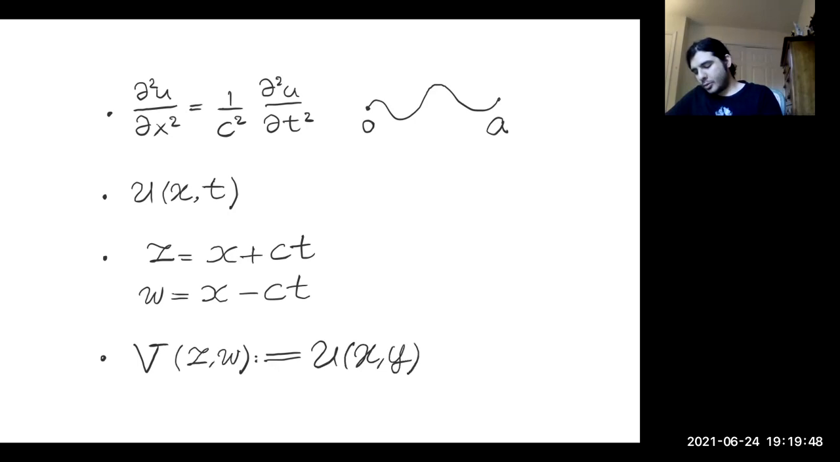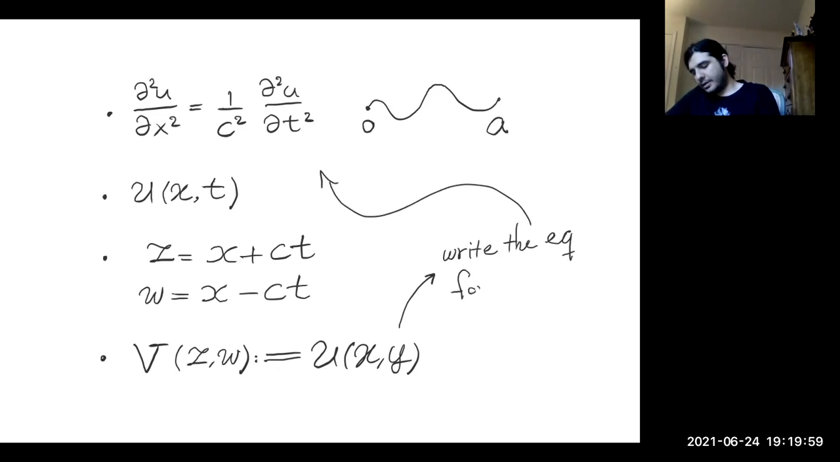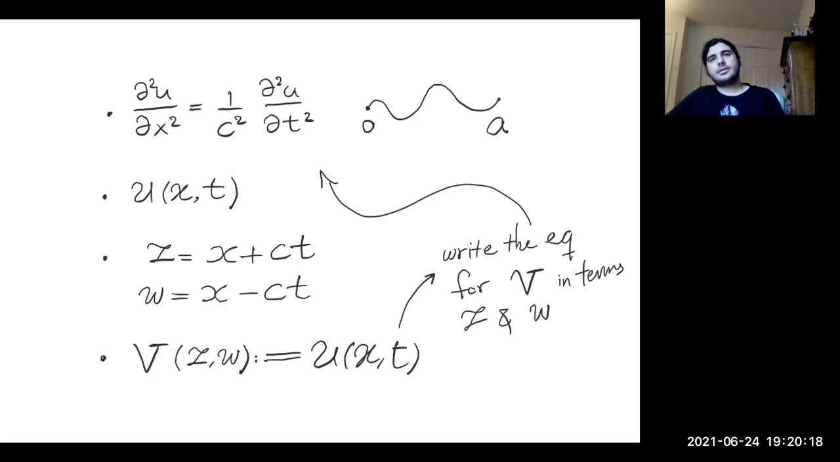one, I want you to write the wave equation, but for v. Plug in v into the equation and see what the equation would be for this function v in terms of z and w, rather than x and t.